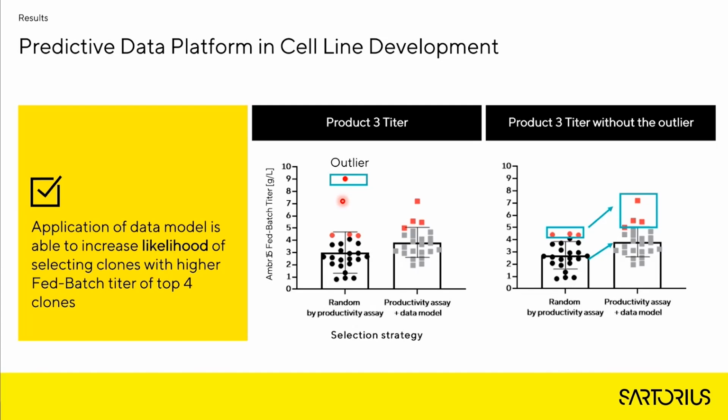For example, if you look at the right-hand side picture and get rid of that one outlier, which is significantly different from the average titer of the clones selected with the random strategy, you see that the likelihood of selection is really increasing from a random strategy to the data model strategy, and the titer of the top 3-4 clones is also increasing a lot.